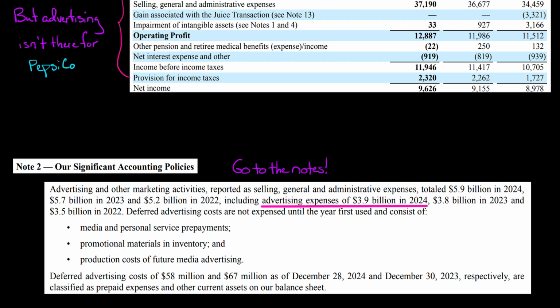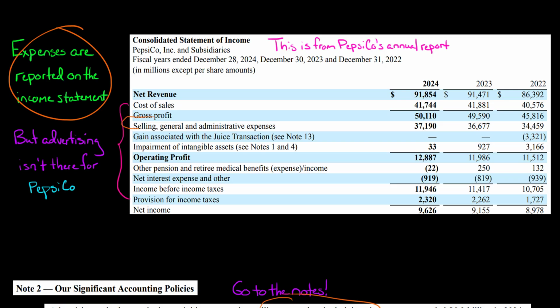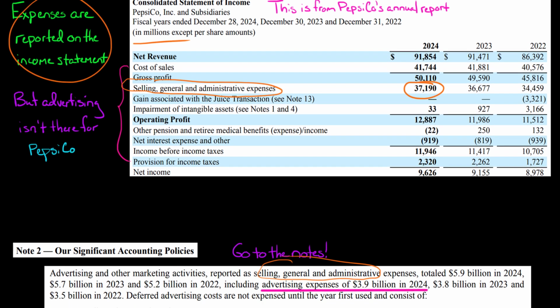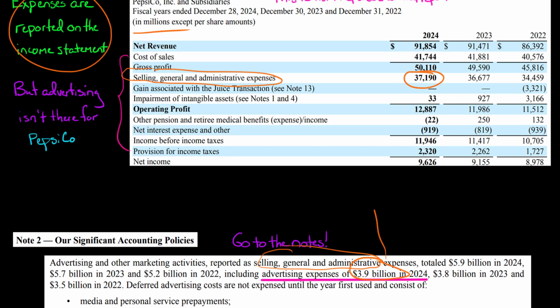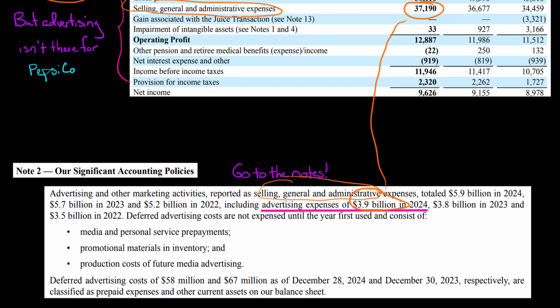Now, if you're wondering where that is, it's reported as selling, general, and administrative expense. So it's part of SG&A. If we look back at our income statement, here we have selling, general, and administrative expenses, and these amounts are in millions. So this was a little over $37 billion for 2024, and they're basically saying, look, of that $37 billion, $3.9 billion was advertising expense for PepsiCo for 2024. So they don't have it as a separate line item in the income statement, but it's part of the SG&A.